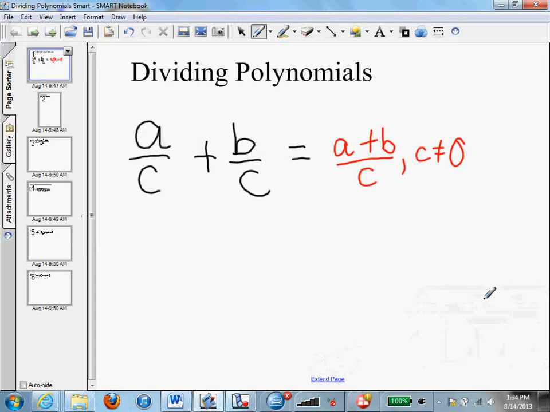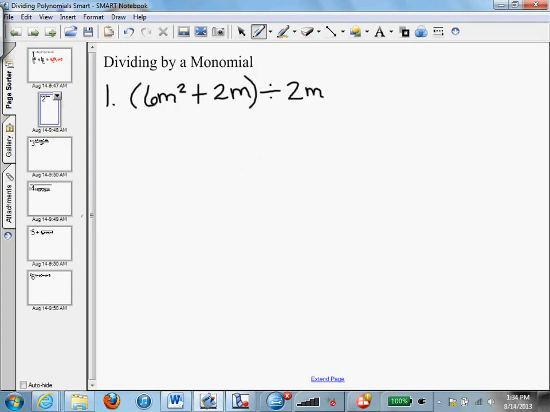From this first slide you can see that a over c plus b over c can be reduced to the fraction of a plus b over c. And remember, we want the denominator to be anything besides 0 so that we do not have an undefined fraction. So if we start looking at some examples, we're going to start by dividing by a monomial. That means there is one term. There is nothing being added or subtracted, there's just one term.